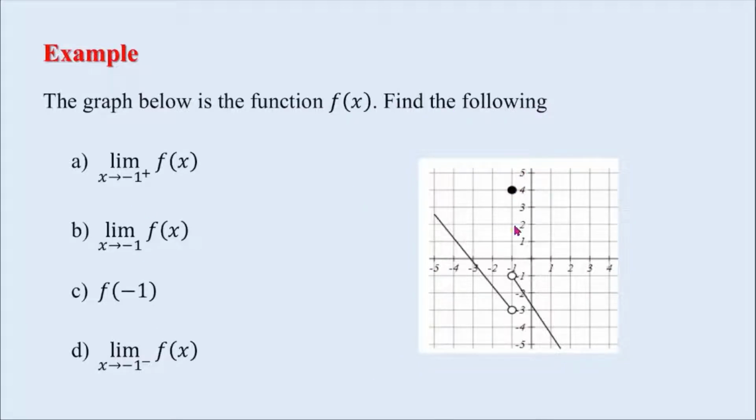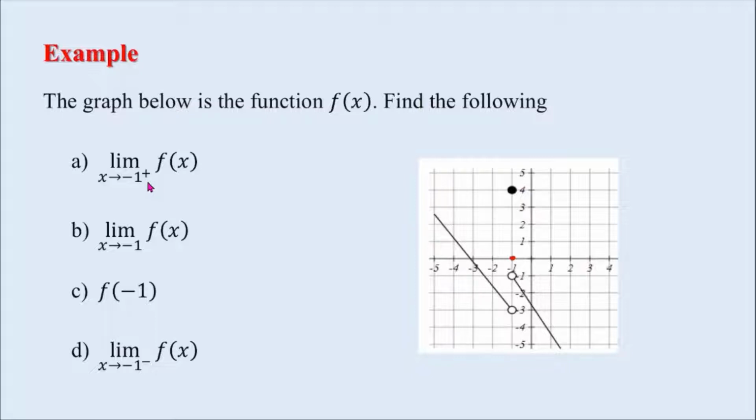So here you can see that this graph has a kind of break at x equal to -1. So at x equal to -1, a lot of things are going on in the graph. You can see there is a clear break at x equal to -1. The first part of the question here is we have to find the limit as x approaches -1 from the right. Plus means from the right.